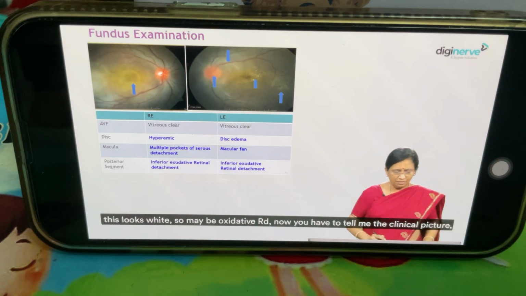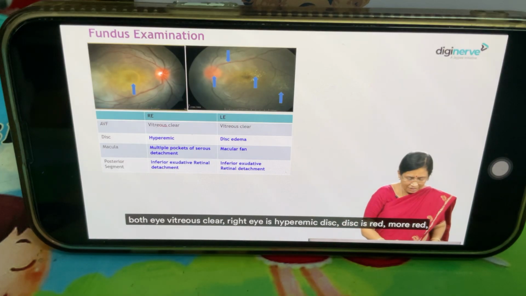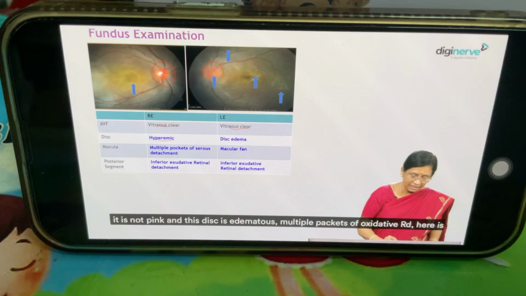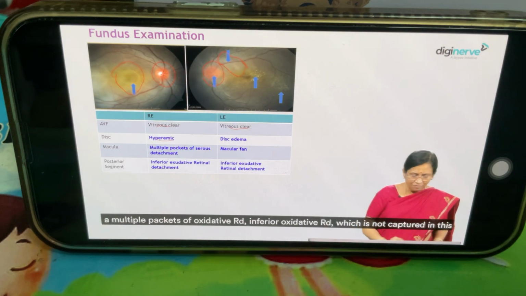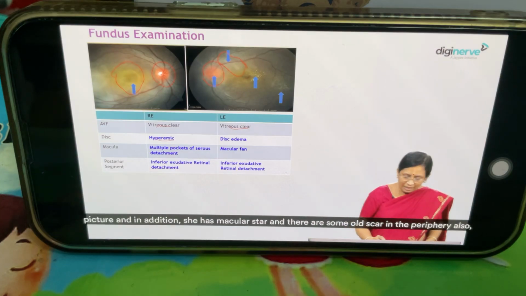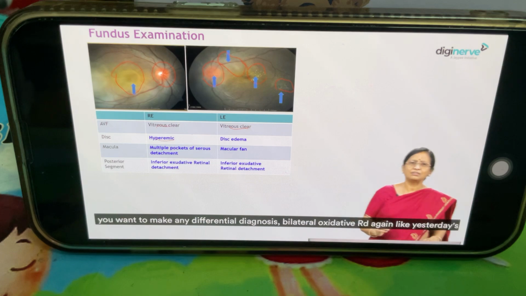Now you have to tell me the clinical picture. Both eyes' vitreous is clear. The right eye has a hyperemic disc. The disc is red, more red, it is not pink, and this disc is edematous. There are multiple pockets of exudative RD here. There is also inferior exudative RD, which is not captured in this picture. In addition, she has a macular star, and there are some old scars in the periphery also. Do you want to make a differential diagnosis?